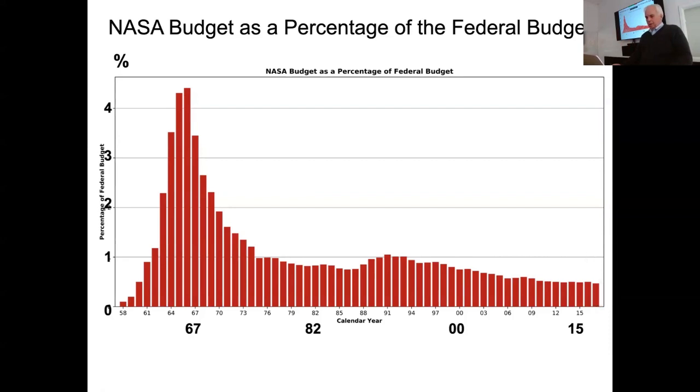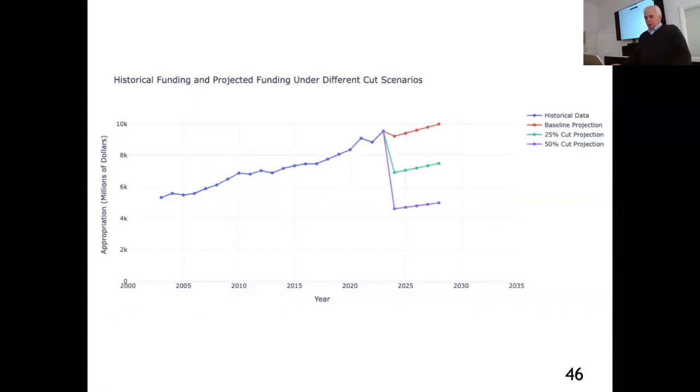Okay. But is it in danger? Can Trump people erase that money? It's interesting that you should ask this question because the answer is in this graph. This is the National Science Foundation appropriation in dollars. And you can see this year it was about $9 billion for all of National Science Foundation.